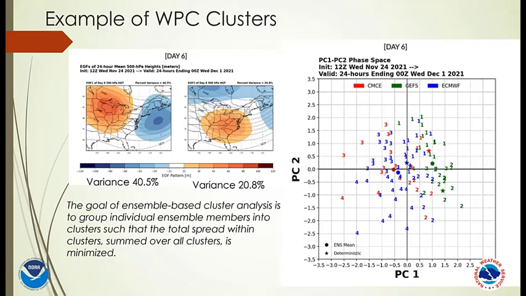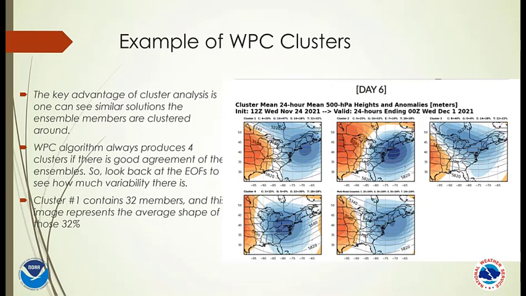Now, you're going to say, well, where are these clusters that we can see? What we do is change over and look at the 500 millibar actual heights and anomalies for this time. And here are the 4 clusters, 1, 2, 3, 4, and this is the ensemble mean. Now, the algorithm always produces 4 of these, and there's good agreement among ensembles. So look back at the EOFs to see how much variability there is, and we saw there was 40% in number 1. What we can see from the top is that cluster 1 has 32% of the members, which is real easy because there's 100 members. In cluster 2 we see 28%, cluster 3 has 22, and cluster 4 is 18.